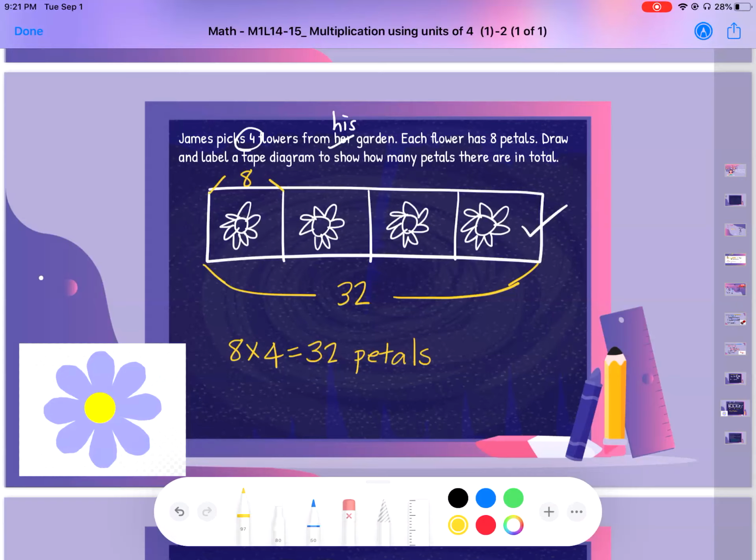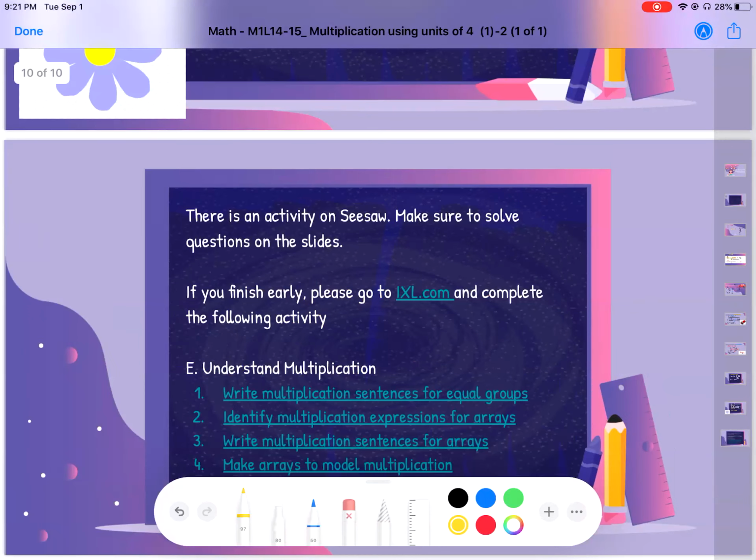So now I want you to go on to your Seesaw. There is an activity. I want you to try drawing tape diagrams on your own, and also practice labeling them. And if you finish early, please go to IXL and do these questions on your own.